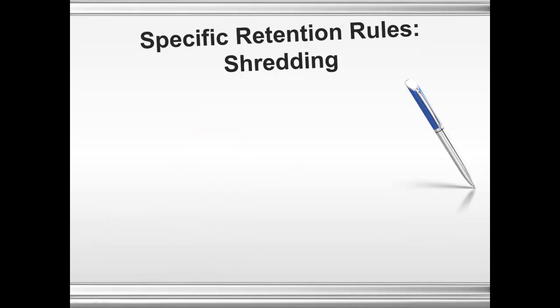When a specific retention rule indicates that the records must be shredded, there are three options for disposing of the records. 1. You can place them in an office shredder, complete a records destruction form, send the signed original form to the university archives, and keep a copy for your records.